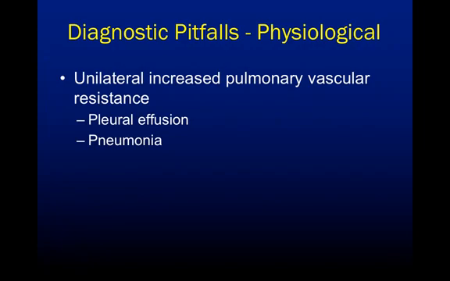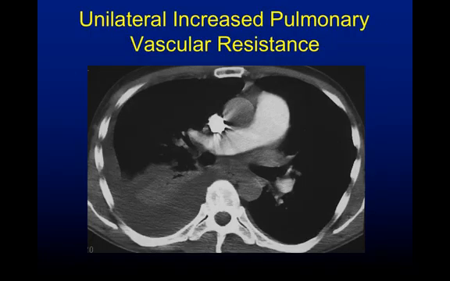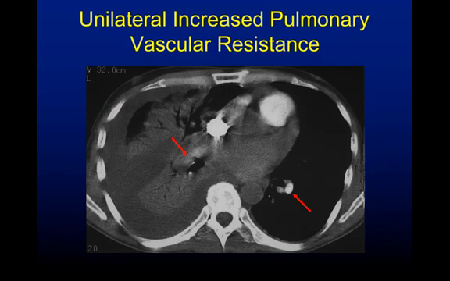Finally, the last pitfall is a physiological pitfall that occurs when you have unilateral increased pulmonary vascular resistance due to large pleural effusion or severe pneumonia. This is a great example. You can see in this patient with a moderate-sized right pleural effusion and severe pneumonia in the right lung, there is asymmetric opacification of the right interlobar compared to the left lower lobe pulmonary arteries.